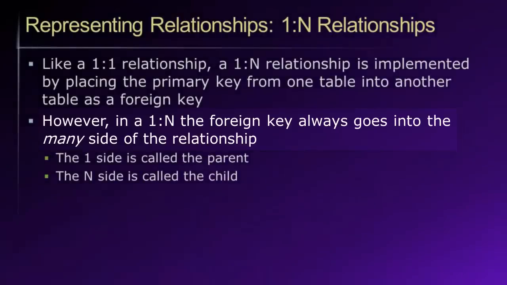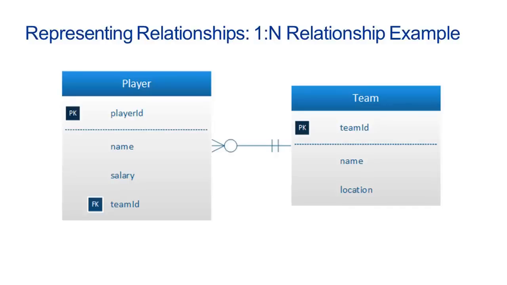And in these types of one-to-many binary relationships, we typically refer to the one side of the relationship as the parent table, while we refer to the many side of the relationship as the child table. Here, for example, we see a one-to-many binary relationship between a team table and a player table, such that a team has 0 to many players, while a player belongs to one and only one team.